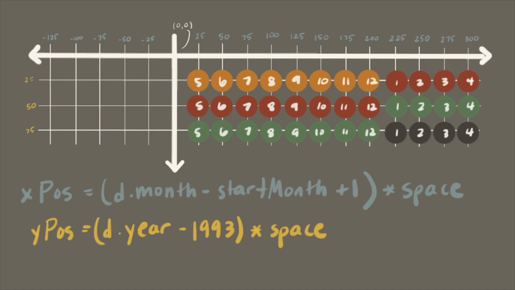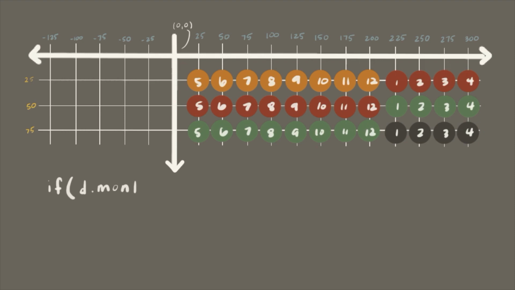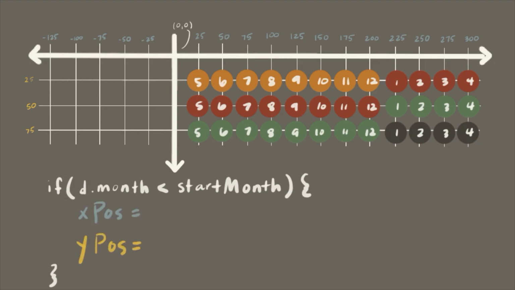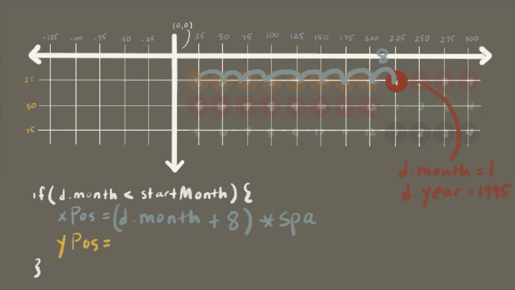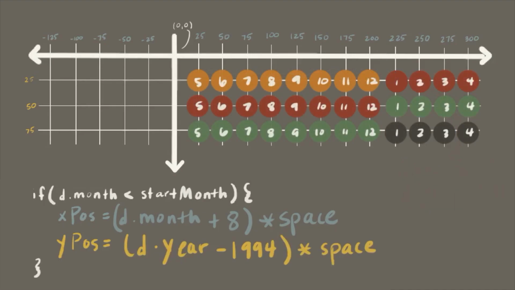So we're going to create an if statement to deal with months 1 through 4. So we'll say if the month is less than our start month, which is 5, then make the X position something special and also the Y position. Okay, so using 1 as an example, we want it to be shifted over 8 slots. So all we really need to do is say d.month plus 8 times space. The year we just want shifted up 1 more, so instead of subtracting 1993, we're going to subtract 1994. Yeah, there we go. That is going to give us what we want.